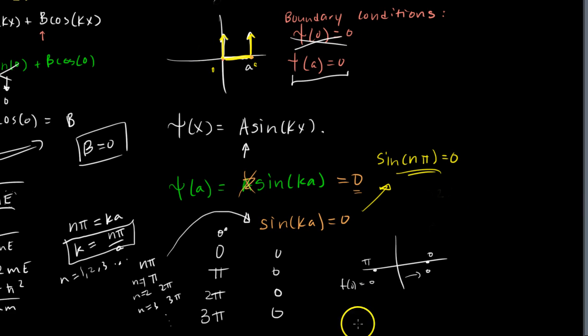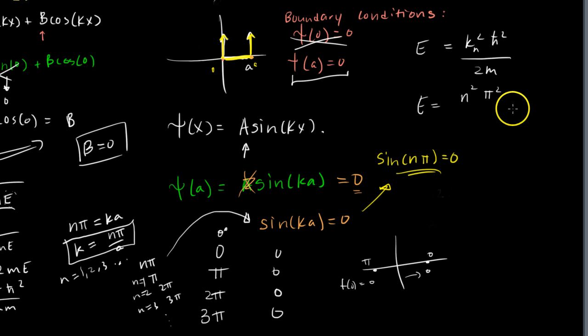Now let's rewrite that. E is equal to k squared h bar squared over 2m. Now we said that k had n in it, and n is an integer, so we could just write k sub n, depending on what n is. Now let's substitute it back. E is equal to n squared pi squared over a squared, and we have this h bar squared over 2m, so E sub n.